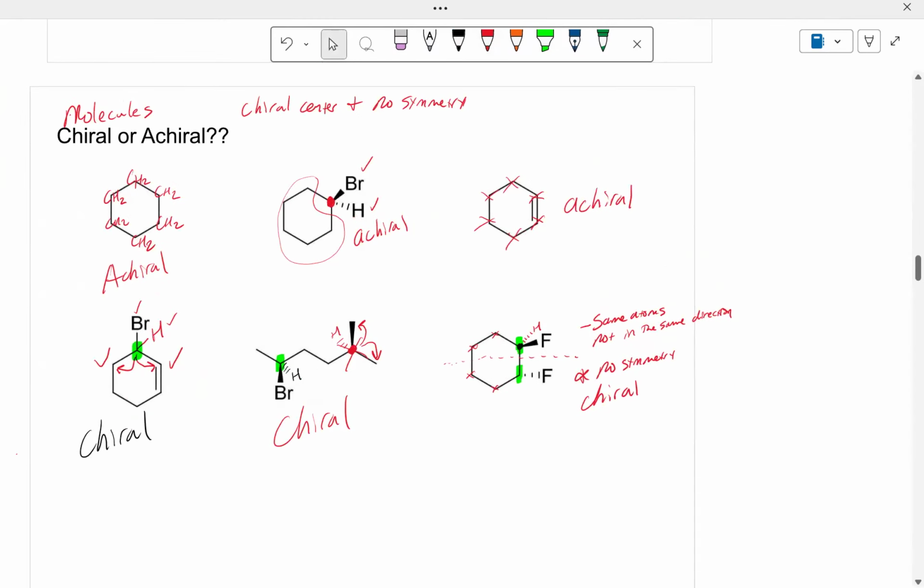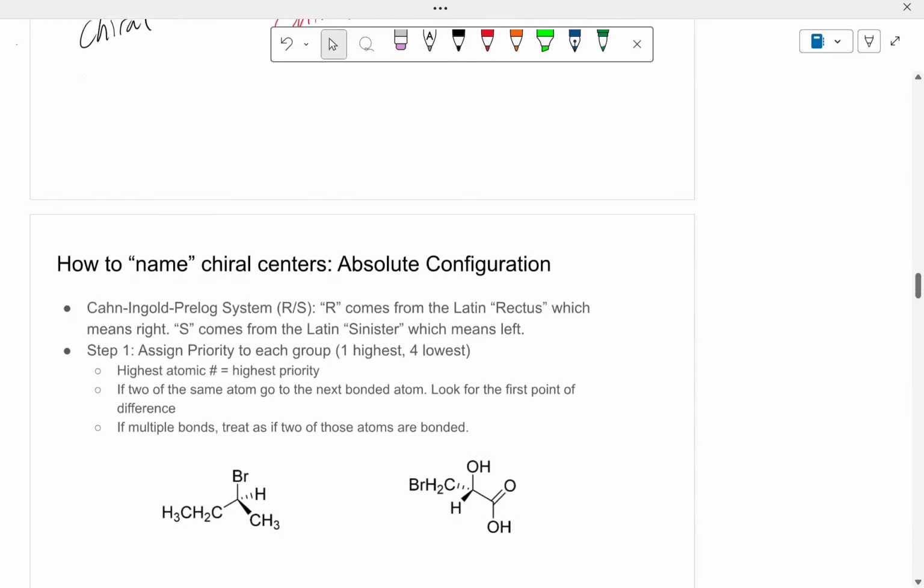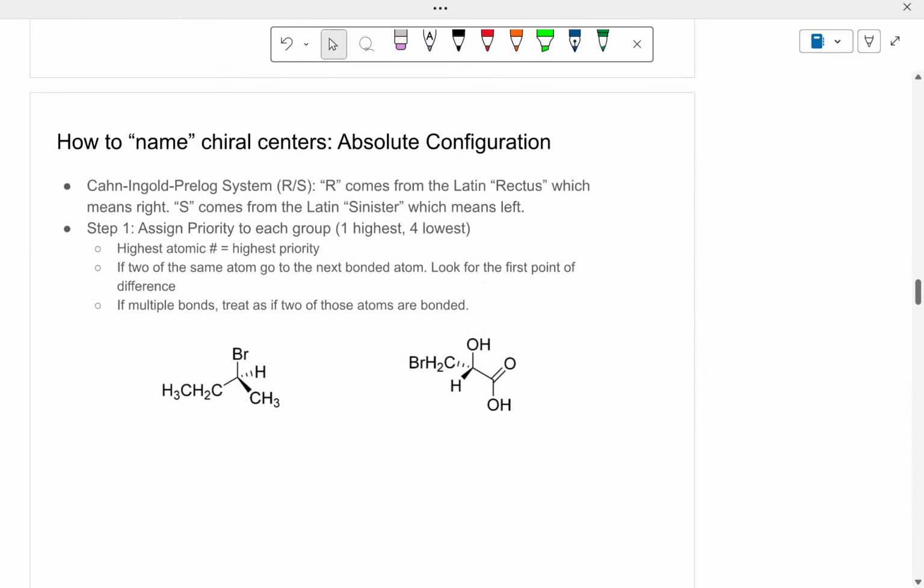All right, that's where we'll stop with this video. In the next one, we're going to be looking at how we name chiral centers. So this kind of goes back to the examples I was giving at the very beginning of this lecture. You notice that there was an R and an S next to the names of those particular stereoisomers. We're going to go into how those names came about.